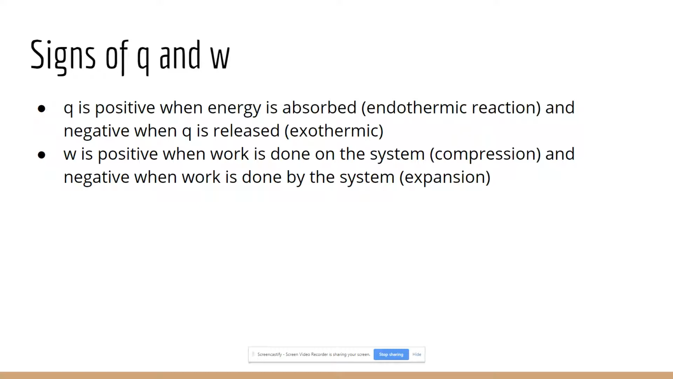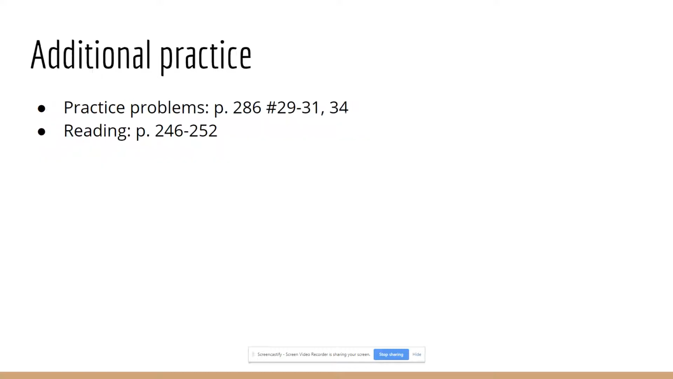Sometimes it will not mathematically work out that way, and you will need to manually change the sign. W is positive when work is done on the system by the surroundings, so compression, where the outside air compresses whatever system we have, and negative when work is done by the system, or expansion.